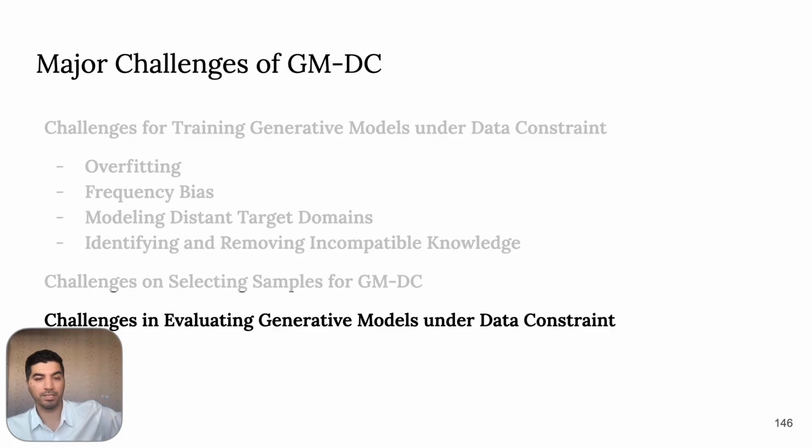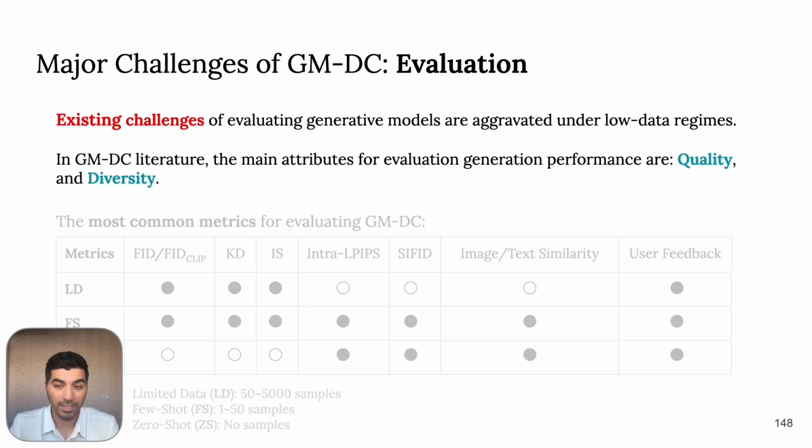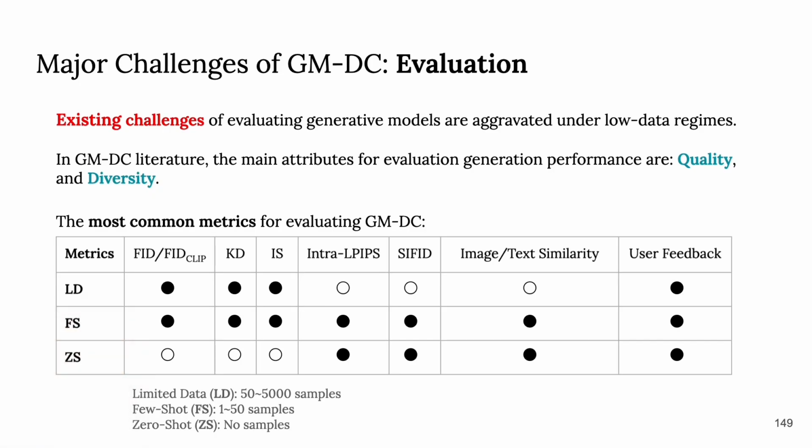And the final challenge is the evaluation challenge. We have some existing challenges for evaluating generative models when we have enough data. But under low data regimes, this becomes even worse. In the literature, the main attributes for evaluation of the generation capabilities are quality and diversity. The most common metrics for evaluating generative models under data constraints are shown in this table, including FID using CLIP features, KID, Inception Score, intra-LPIPS, single image FID, image-text similarity, and user feedback.